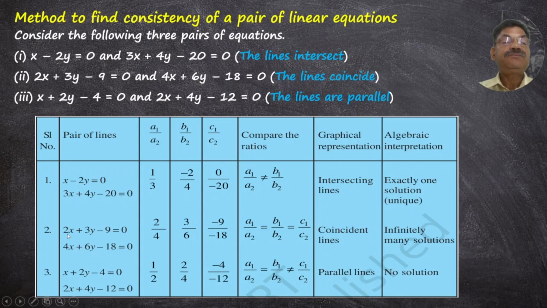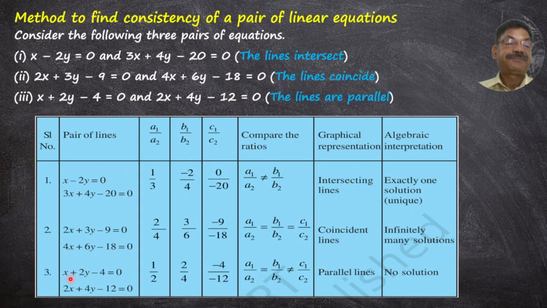Next, 2x plus 3y minus 9 equal to 0, 4x plus 6y minus 18 equal to 0. Form all the three ratios: 2 by 4, 3 by 6, minus 9 by minus 18. a1 by a2 is equal to b1 by b2, which is equal to c1 by c2. So, in this case, what we conclude is they are coincident lines. Therefore, they have infinitely many solutions.